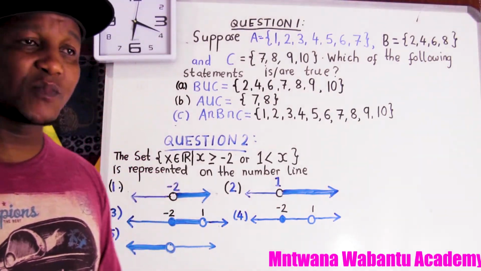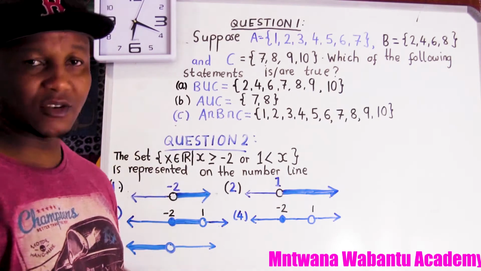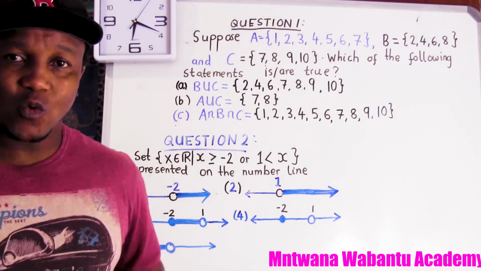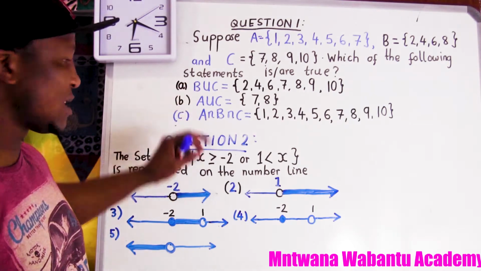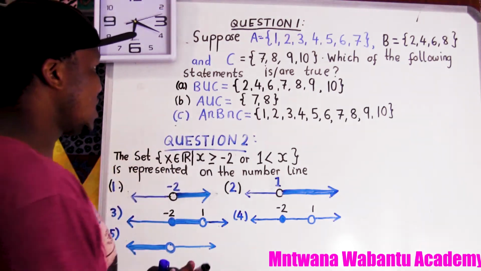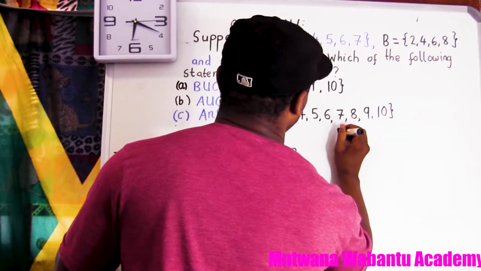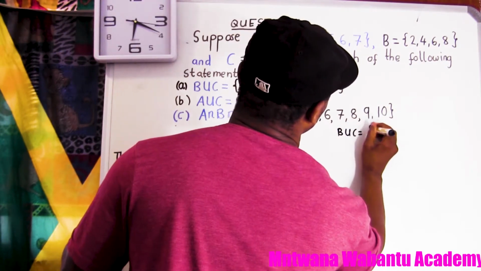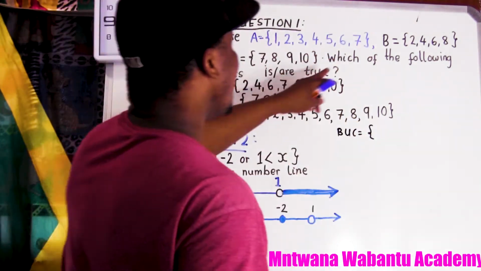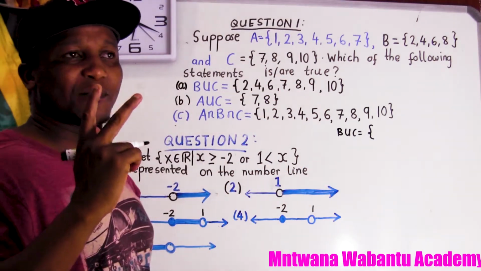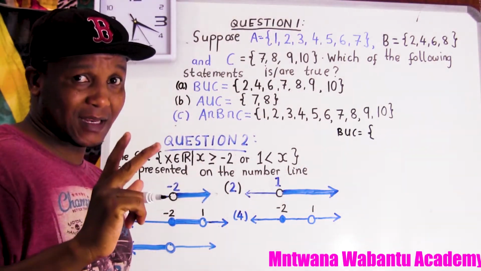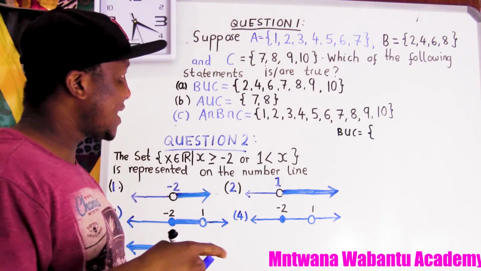Okay, so you can just pick and say this is true, this is not true, or whatever. Let me explain quickly so you can have clarity what each one represents. Let's start with B union C. When they say B union C, what does that mean? It means take all the elements of B, combine them together with C, but anything which appears twice, do not take it twice.